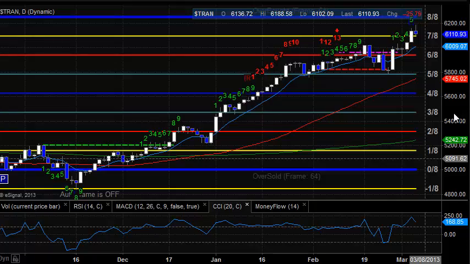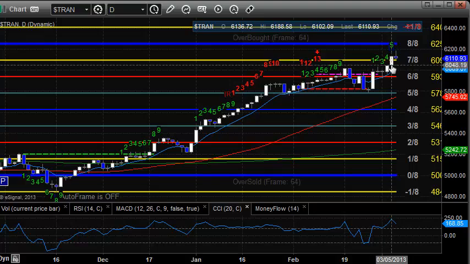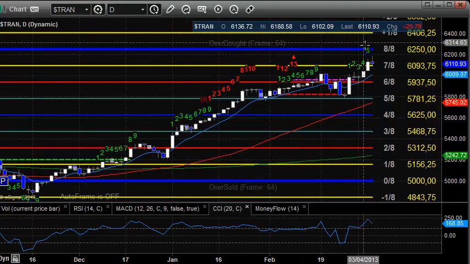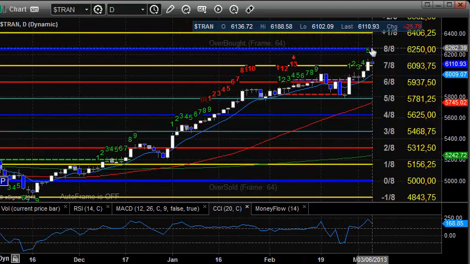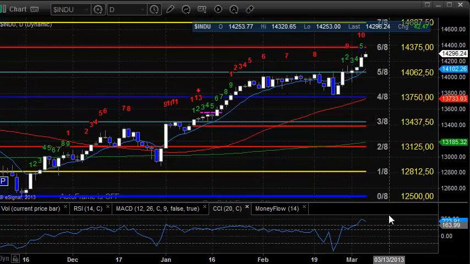Here's a look at the Dow transports. We've taken out the previous high here on the move, but we closed lower on the day, so it's not a new high close on the move. And we're also below that 8/8 level that hasn't been hit yet. 6250 is that level, has not been taken out yet, so that's definitely one to watch. If the transports roll, I think the Dow then is going to be in serious trouble, especially if the oil services continue to struggle.